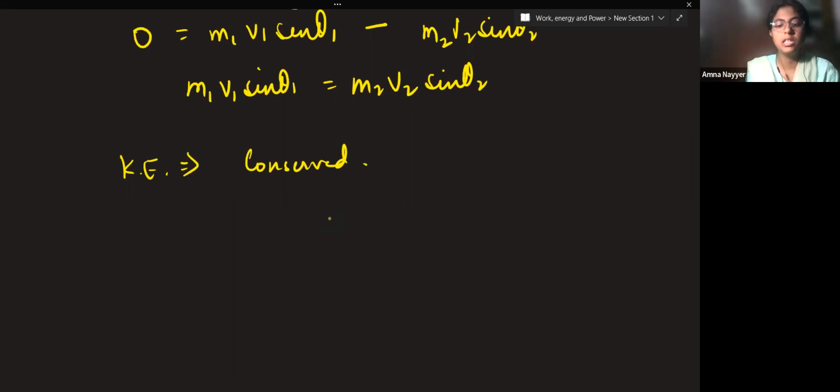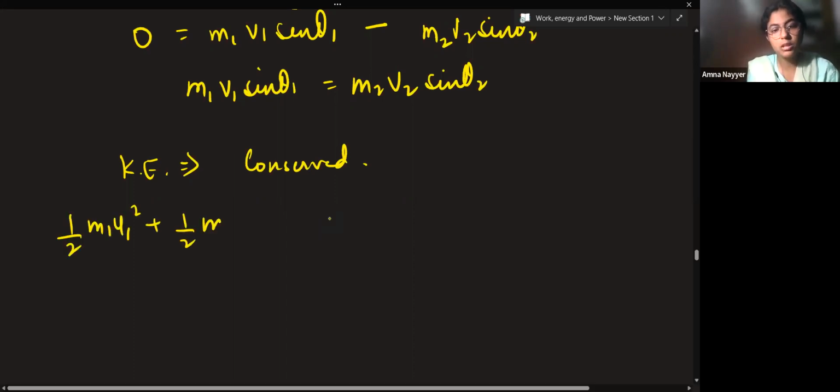So it means half m1 u1 square plus half m2 u2 square is there. Now, kinetic energy is a scalar quantity. So whatever was the final velocity, just put it as it is. No need to resolve it. Why did we resolve it in the above case? Because your velocity's value was different. We had to resolve it because it was making an angle for momentum.